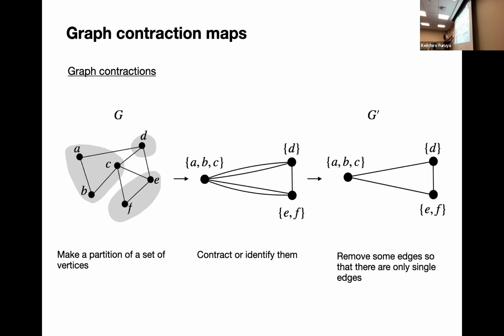First, you contract these vertices. EF you contract to 1 vertex, A, B, C you contract to 1 vertex, and D here is one. If you do that, then there are 2 edges coming from one vertex to the other vertex like this. In this case, you remove these edges. This process is called graph contraction, and you can apply it to any type of graph. It doesn't have to be a hypercube or partial cube.